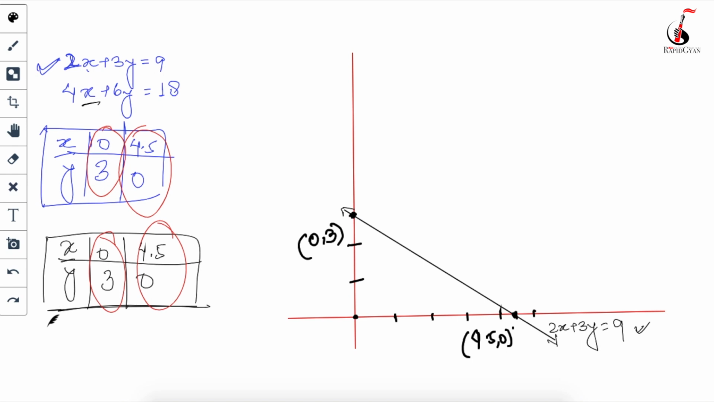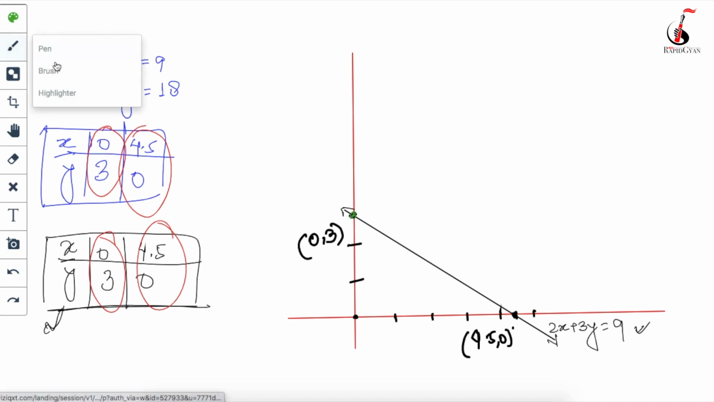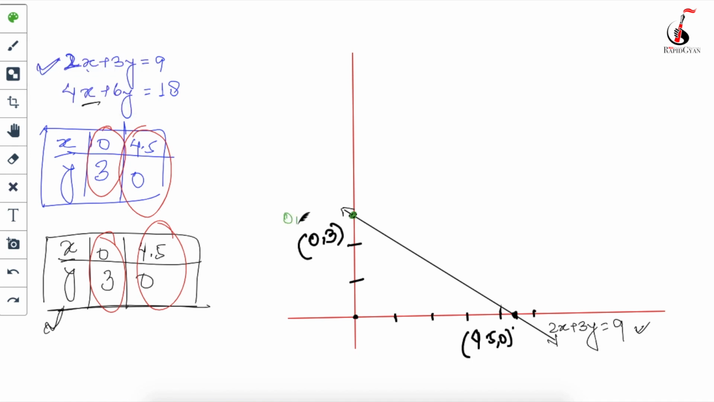Now I am going to draw the second one. So let me change the color. Okay, so it's again 0 comma 3, so this will also be the same thing, 0 comma 3. For the second case also it is 0 comma 3, correct? And this is also your 4.5 comma 0. So here also you will have to draw the line. If you are going to draw the line, this line is going to coincide with the other, correct?